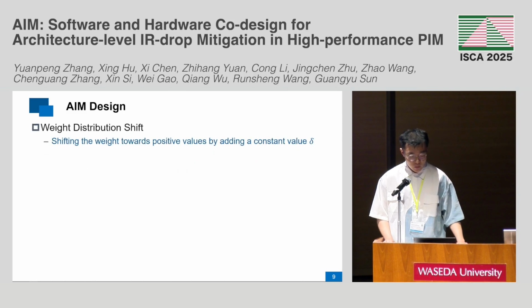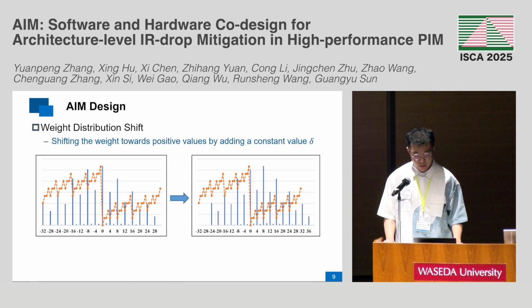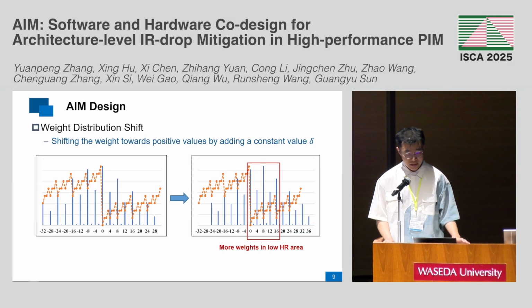Therefore, we introduce weight distribution shift, adding a constant value, delta, to all weights. After weight distribution shift, there are more weights in the lower Hamming rate area. However, delta leads to a computational error in the results, so we design a shift compensator to alleviate the error while ensuring the correction stays off the critical path.